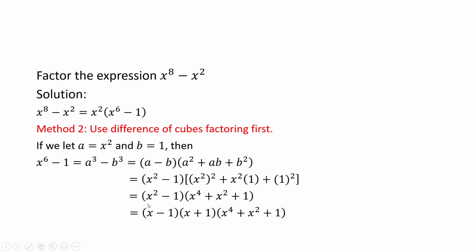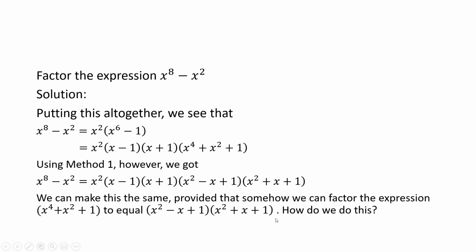Now we recognize an opportunity where my cursor is now to say that x squared minus 1 is x minus 1 times x plus 1. So what we've done by using difference of cubes factoring first is we have factored x to the 6 minus 1 into x minus 1 times x plus 1 times x to the 4 plus x squared plus 1.